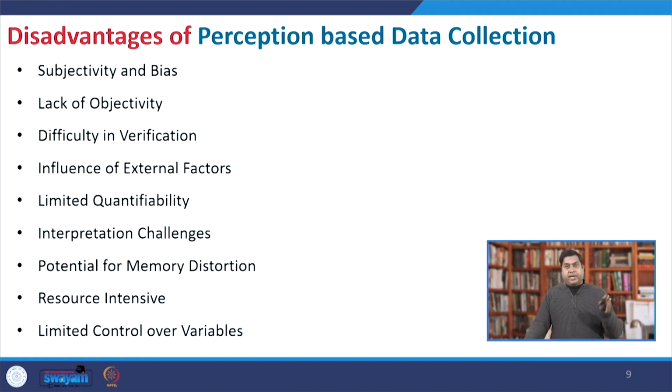Now with all those advantages, it also has certain disadvantages. Say, subjectivity and bias. Whenever we get any information that is much more subjective, there might be some sort of bias which may not be the true case. Lack of objectivity: definitely when subjectivity increases, objectivity can be reduced. So based only on perception, taking a decision will sometimes be difficult.